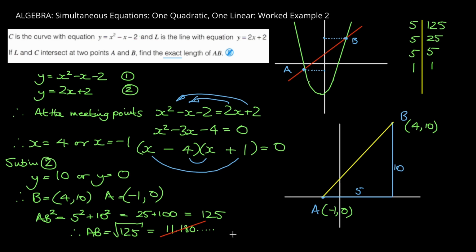So the factors of 125, so I can say that skipping over my wrong answer, that the root of 125 equals the root of 5 times 5 times 5. We can split that umbrella apart into root 5 times root 5 times root 5. And a pair of them, root 5 times root 5, is 5. So the answer, the exact answer to the length of the line AB is 5 root 5. And that is the answer they required. And there you have it.